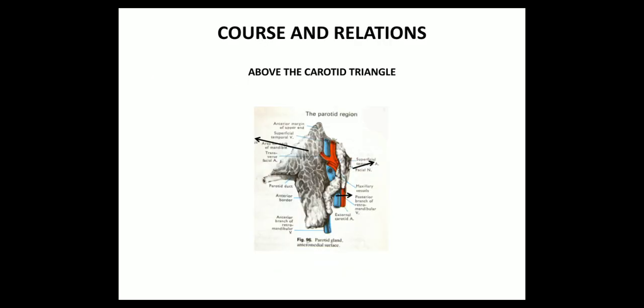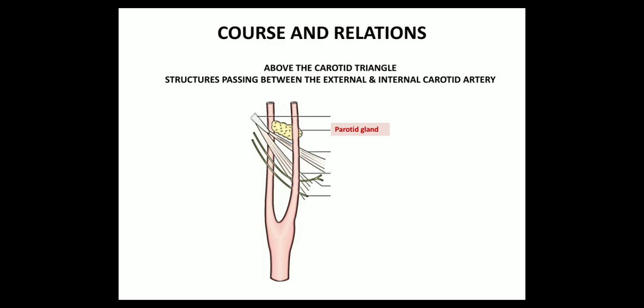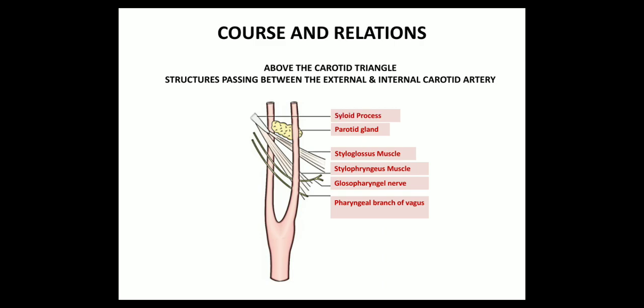Above the carotid triangle, it lies deep to the substance of the parotid gland. Within the gland, it is related superficially to the retromandibular vein and the facial nerve. Deep to the external carotid artery, it is related to the internal carotid artery and the structures passing between the external and the internal carotid artery. That includes the styloglossus muscle, stylopharyngeus muscle, glossopharyngeal nerve, the pharyngeal branch of vagus and the styloid process.